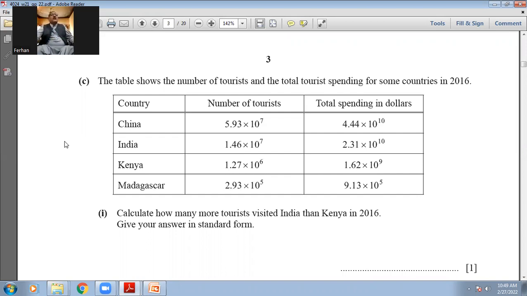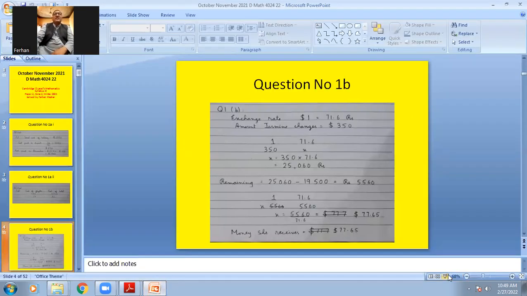The question is: calculate how many more tourists visited India than Kenya in 2016. Give your answer in standard form. How many more means you find the difference between the number of tourists. So they're talking about India and Kenya. India got 1.46 x 10^7, whereas Kenya got 1.27 x 10^6. So from this number, subtract this number. It's a 1-mark question. Let me show you the answer.